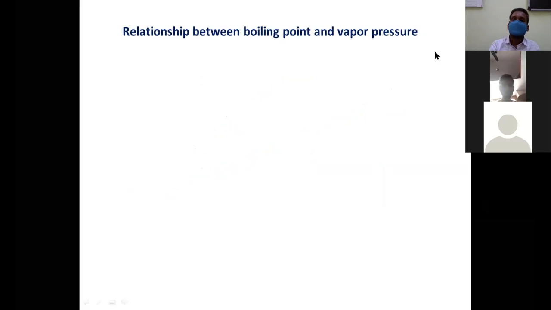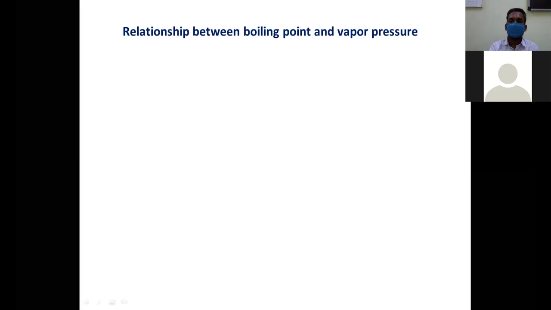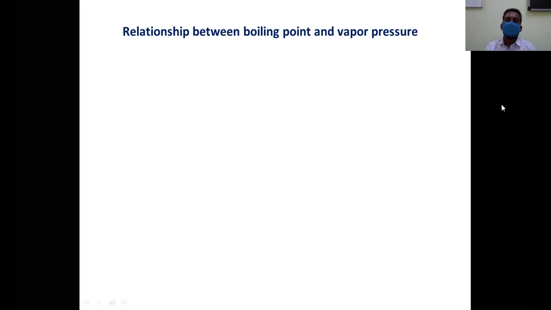Now, since we have completed the characterization of ideal and non-ideal solutions, we will now move into another aspect. That is, how does the boiling of solutions get affected by the composition of solutions? What do you mean by this? How does the boiling of a solution get affected by the composition of the solution? Before that, we will see how the boiling point of a liquid and vapor pressures are related.